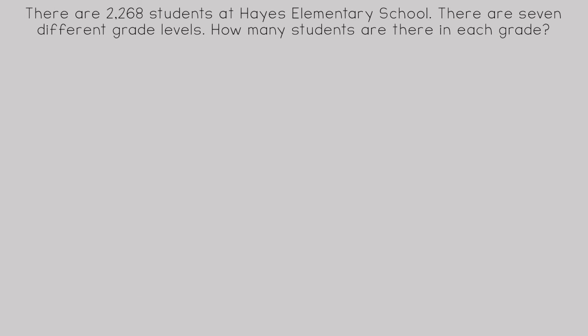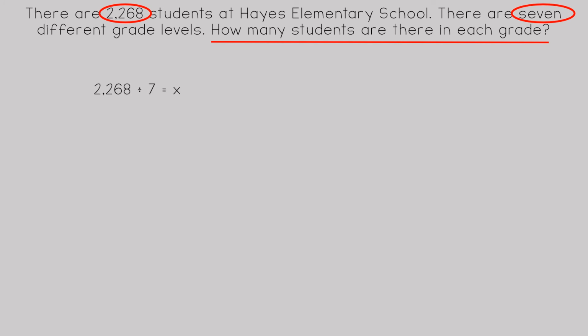There are 2,268 students at Hayes Elementary. There are 7 different grade levels. How many students are there in each grade? Well, our equation is 2,268 divided by 7 equals x, with x being the unknown. Now, when we are working with a 4-digit dividend by a 1-digit divisor, I want to think what I could multiply times 7 to get closest to that 4-digit dividend without going over. So essentially, how many groups could I multiply by 7 to get close to 2,268?